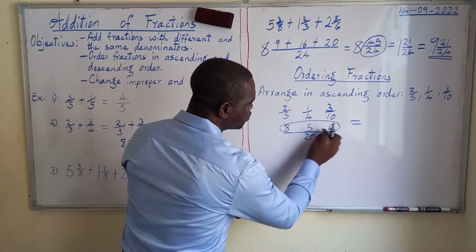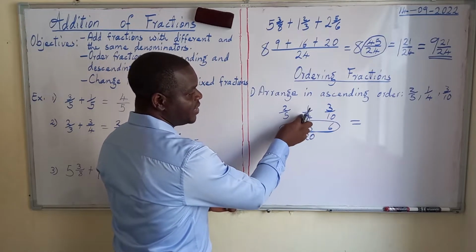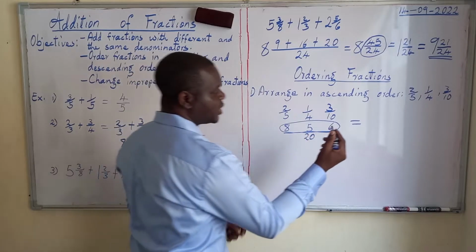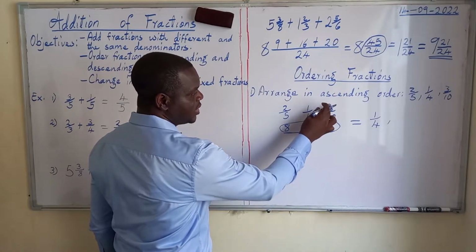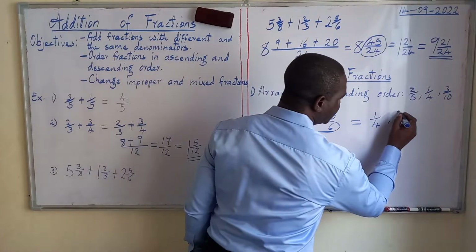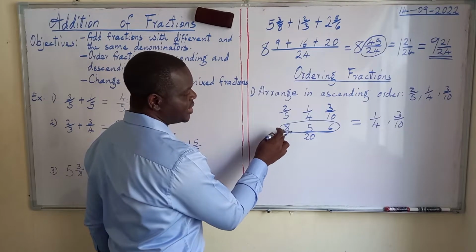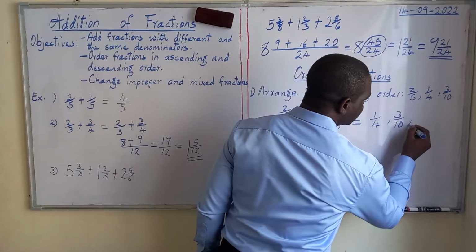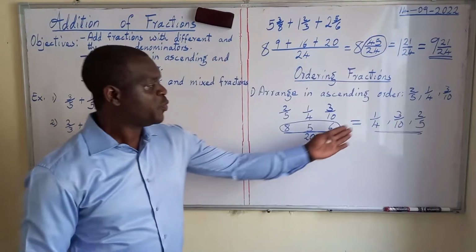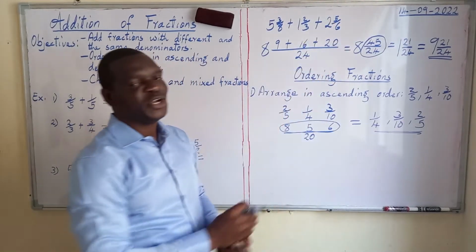Looking at these numbers, the smallest here is 5, and 5 is under 1/4. So 1/4 is the smallest fraction, followed by 6. 6 is under 3 all over 10, and so 3 all over 10 is next to 1/4. And the highest number here is 8, which represents 2/5. So our last is 2/5. With this, you are sure that it has been ordered in ascending order.